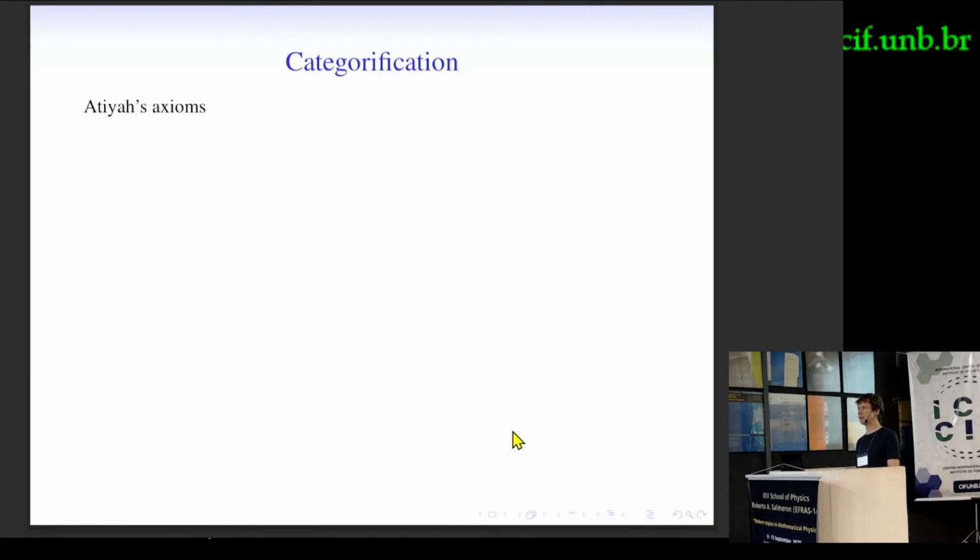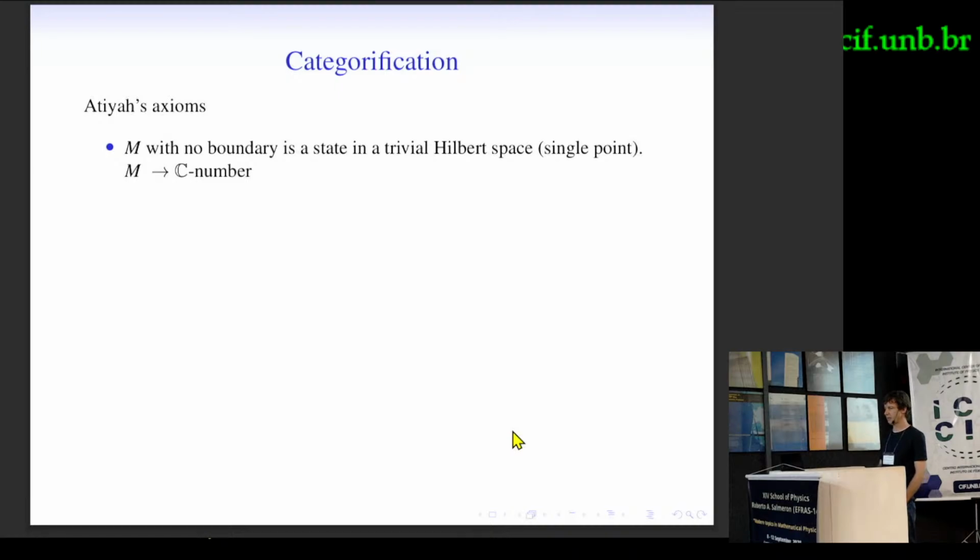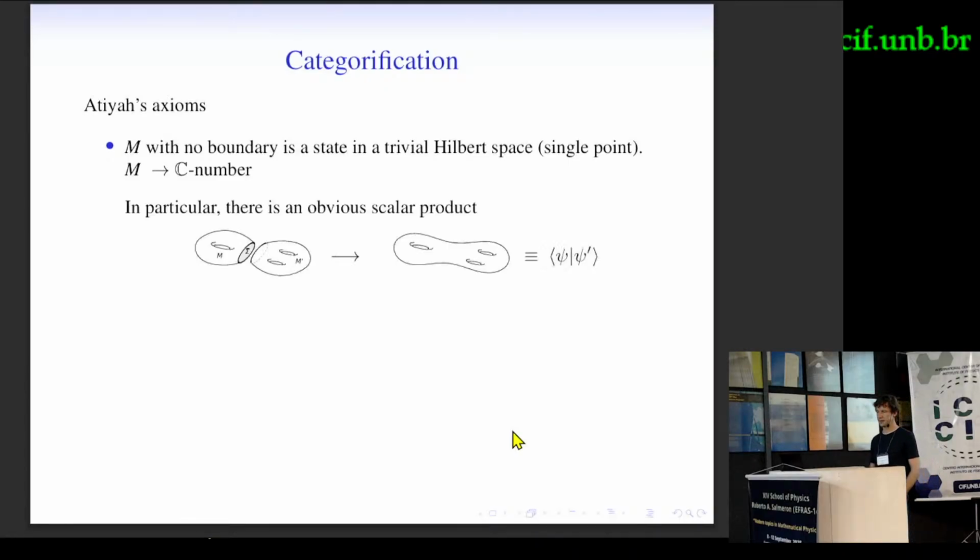The TQFT functor will have to satisfy a set of additional axioms. I will not be very precise, I will just mention some of the most important ones. If you have a manifold which has no boundary, this should be mapped to a zero-dimensional Hilbert space. A zero-dimensional Hilbert space is just C, the complex numbers, or a single point. And this allows us to define a scalar product. If you have two states with the same type of boundary, so vectors in the same Hilbert space, you can just glue them together, and this will produce a number, as this diagram here shows.